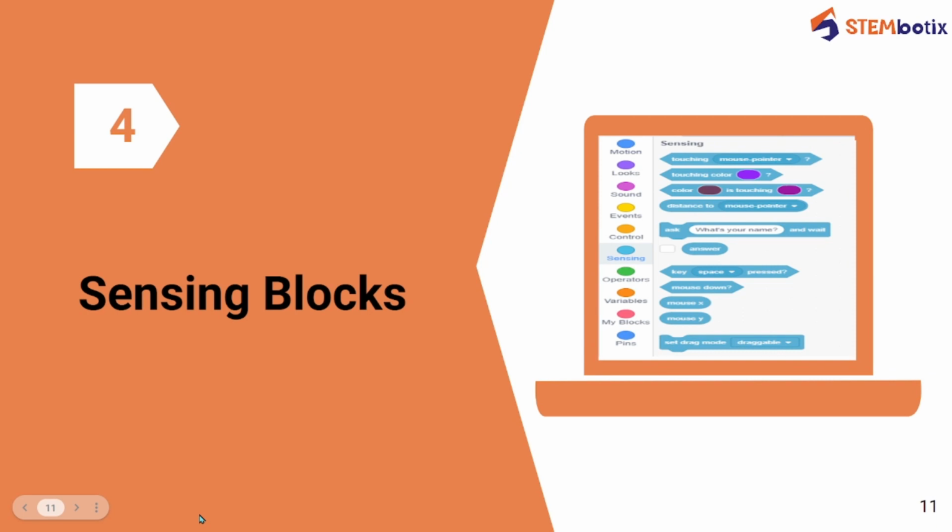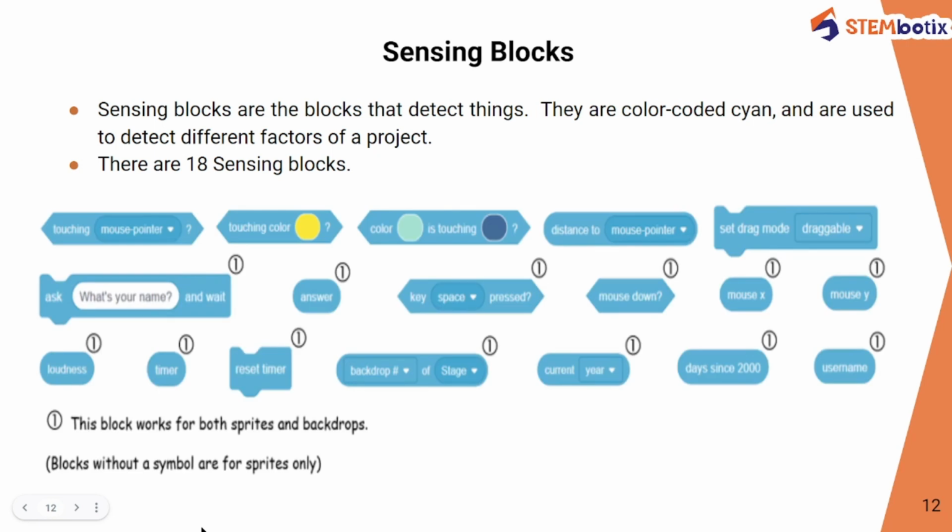After control blocks, we have sensing blocks. So this is our fourth section, in which we will see the different sensing blocks. Sensing blocks are used to see or detect things. They are color coded in light blue and are used to detect different factors of a project. There are 18 sensing blocks available in Blockz. So as you can see, there are 18 blocks in this sensing category.